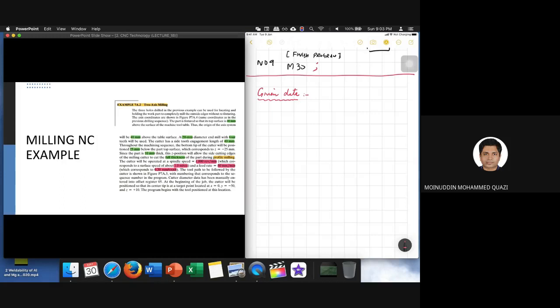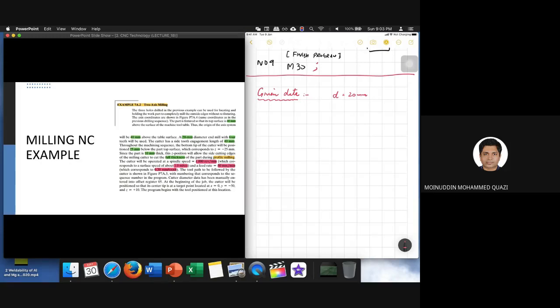The coordinates are the same as given in the previous example, and the part is fixtured so that its top surface is 40 millimeter above the surface of the machine tool. A 20 millimeter diameter end mill with 4 teeth is used. The cutter has a side tooth engagement length of 40 millimeter throughout the machining sequence.